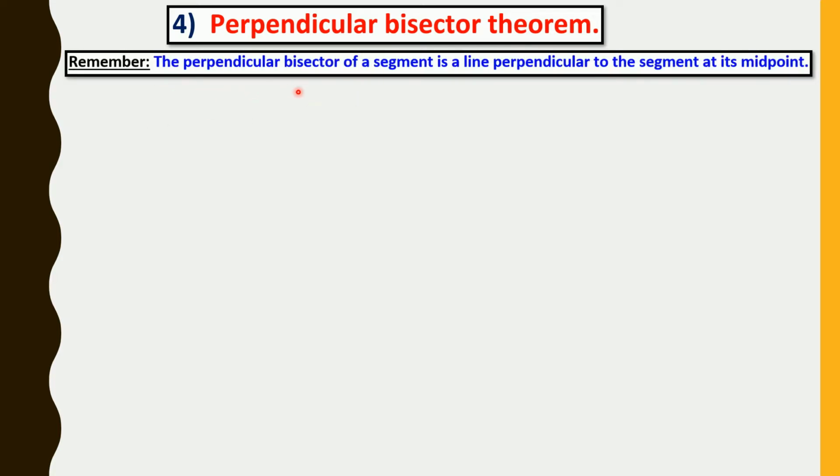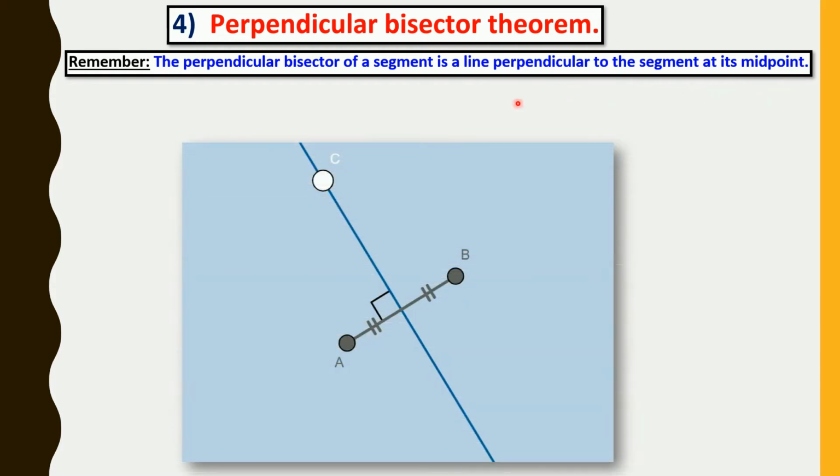Remember, the perpendicular bisector of a segment is a line perpendicular to the segment at its midpoint. In this figure, this blue line is the perpendicular bisector of segment AB. It divides AB into two equal segments. C is a point on this perpendicular bisector.